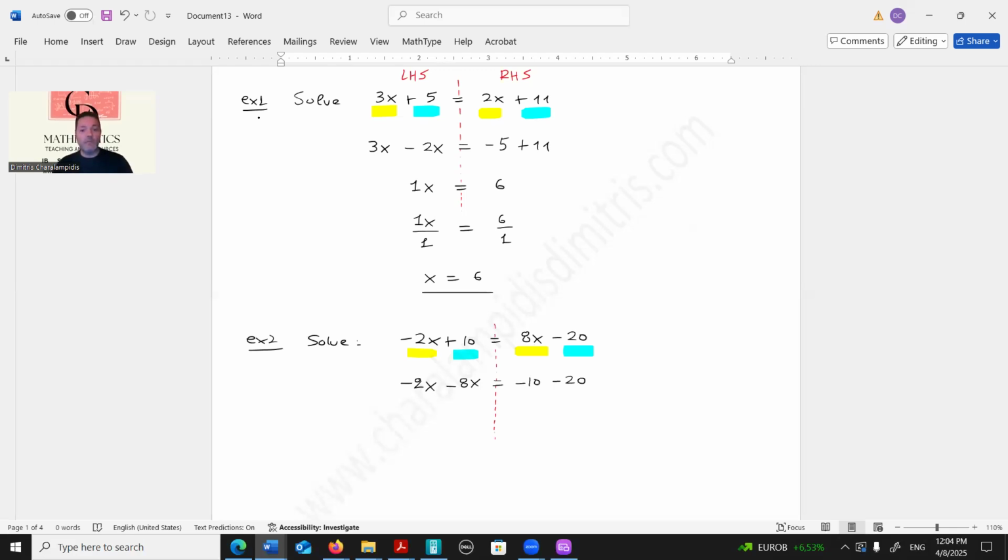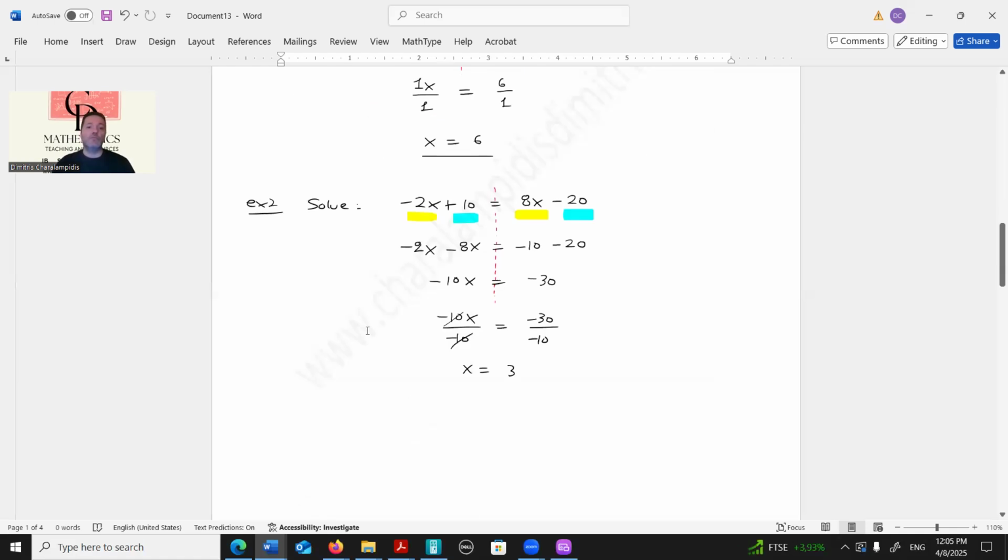And then we need to just simplify the like terms. Minus 2x minus 8x is the same as negative 10x. Negative 10 minus 20 is the same as minus 30. And then finally, to get rid of the negative 10 and therefore solve for x, I will divide both sides by negative 10. So negative 30 over negative 10. These 10s cancel out and we are left with x. Negative 30 over negative 10 is 3. And that is exactly the solution.